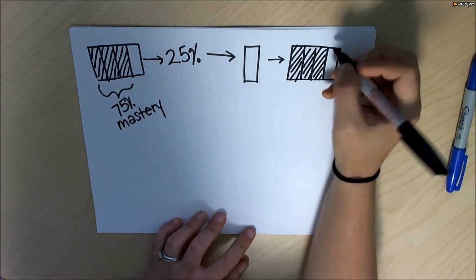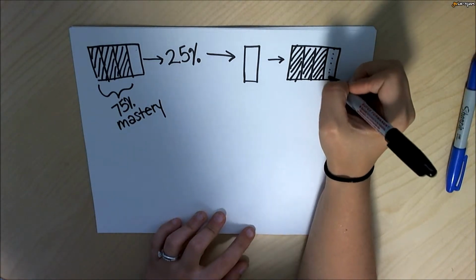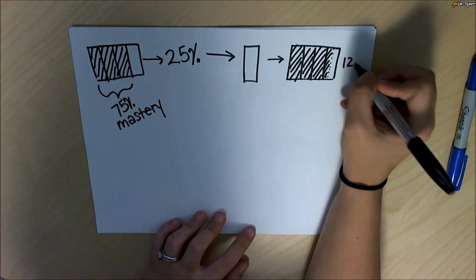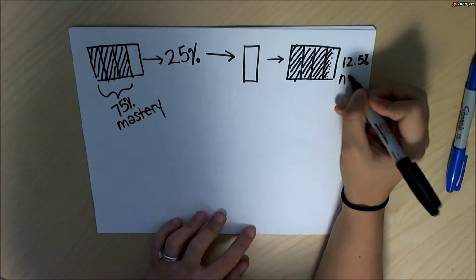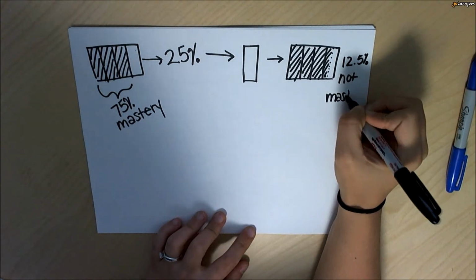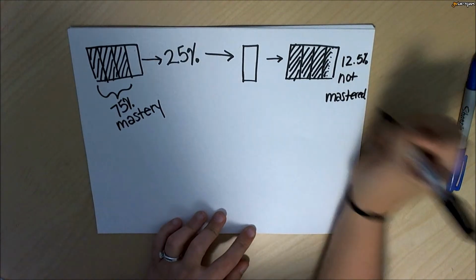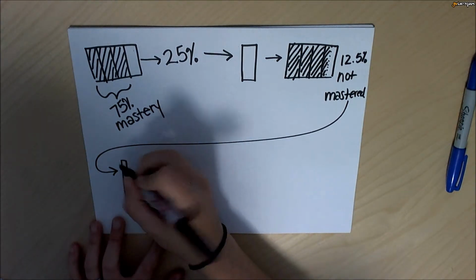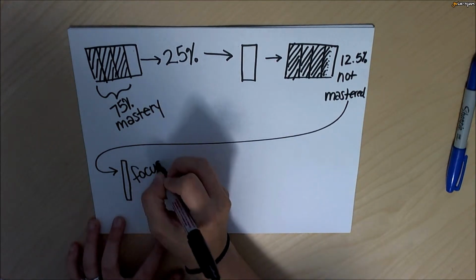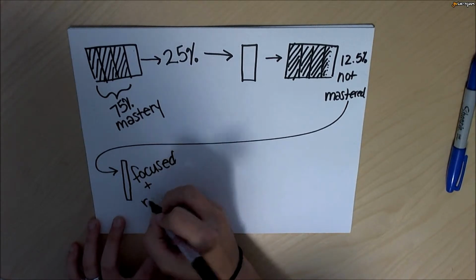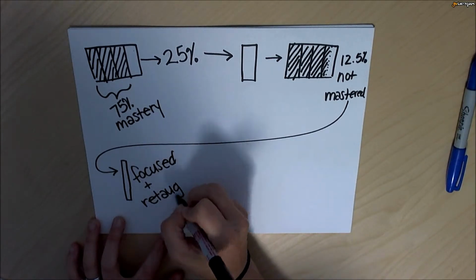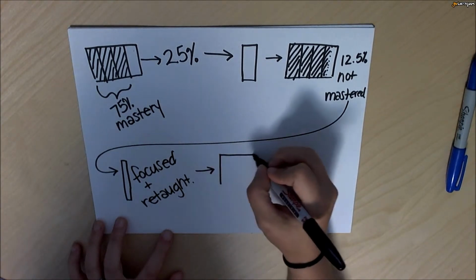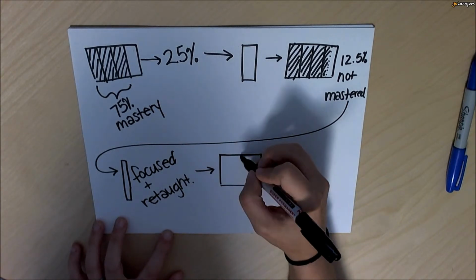So let's say that student worked very, very hard and they were able to master half of the information they could not get before. They still have approximately 12.5% that has not been mastered. So again, that 12.5% would be focused on and retaught. And again, once the student felt confident to go on, they could retest.